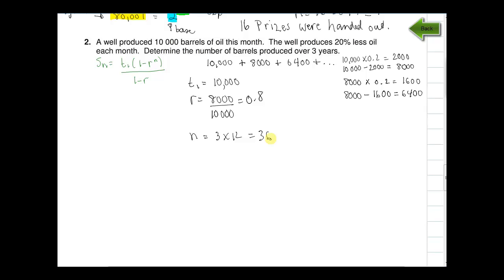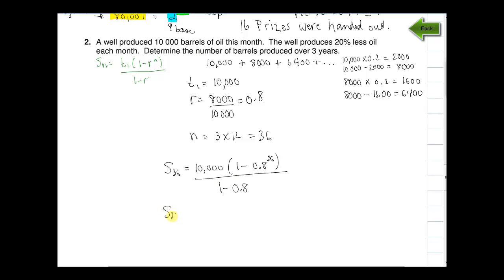Okay, so I'm going to use the second form of the formula for sum that we were given, just to show you how to work that one out. So let's plug in our values for N, R, and T1. So we're looking for the sum of 36 terms. That's equal to 10,000 times 1 minus our common ratio to the power of 36 over 1 minus 0.8.